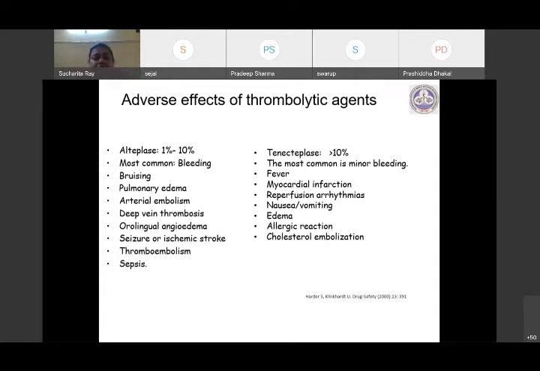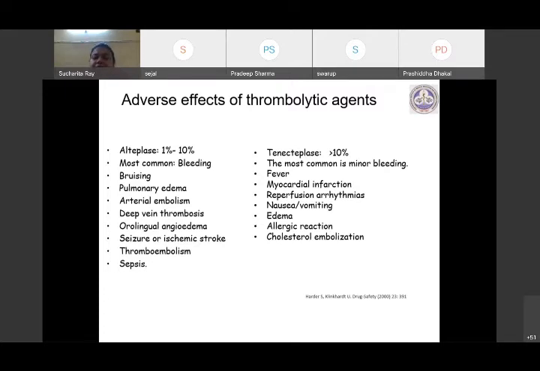Now for TPA or alteplase, it is orolingual angioedema. Okay, and sometimes also pulmonary edema. These two side effects are usually not seen to that extent, but you can find more of cardiac involvement in patients with tenecteplase. Whether it is incidental or attributable, we do not know, but we do have some evidence of cardiac conditions like myocardial infarction or even reperfusion arrhythmias in patients with tenecteplase administration.